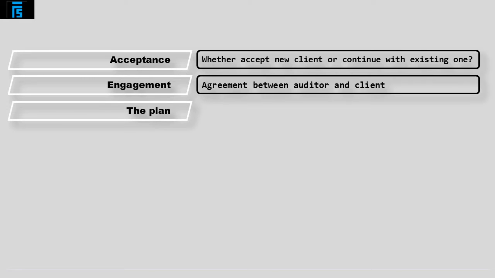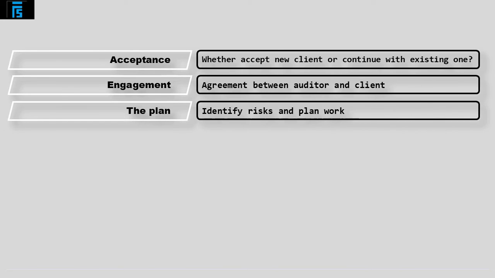Step 3. The plan. Once the agreement is in place, the auditor must then carefully plan the audit and identify any risks and other issues that need to be managed during the audit.